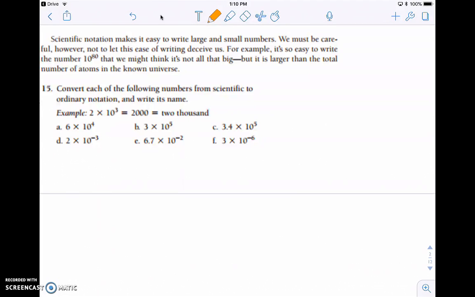However, you have to be careful not to let it be deceiving. If you look at this number right here, 10 to the 80th power, it doesn't look too scary, but it's actually humongous, larger than the total number of atoms in the known universe. Type that in the calculator and you're automatically going to get a memory overload error. So it makes numbers look kind of small, but they can actually be really large, or really small. So what we're going to do is convert some of these numbers from scientific to ordinary notation and then write the name.